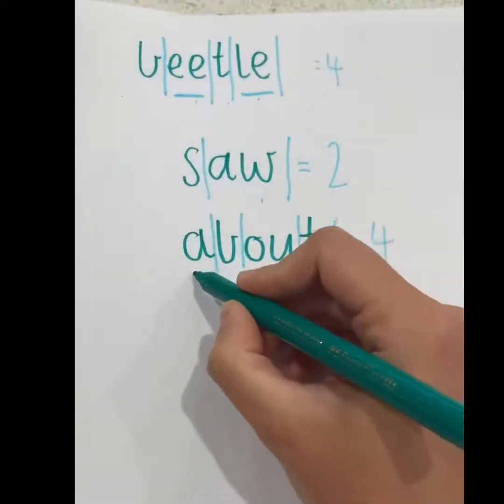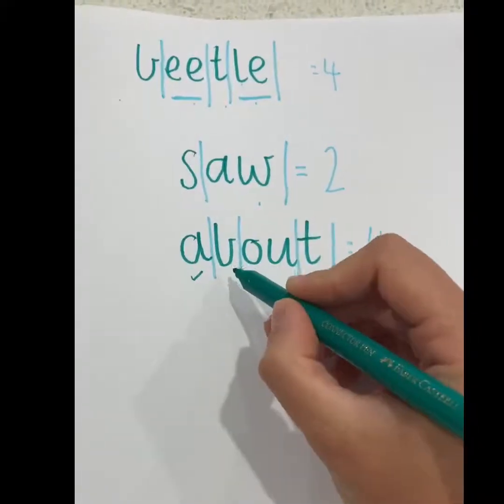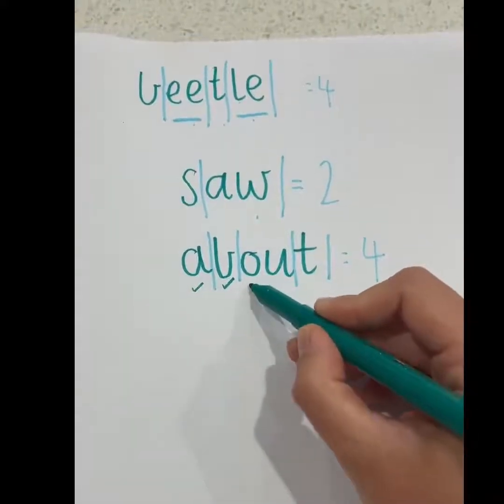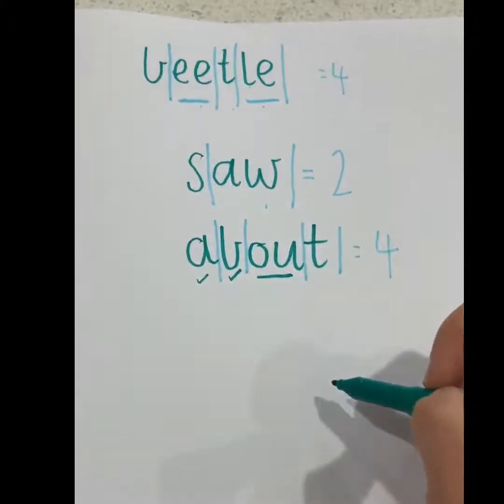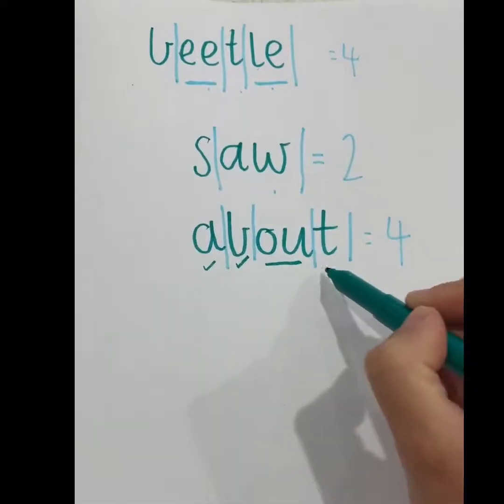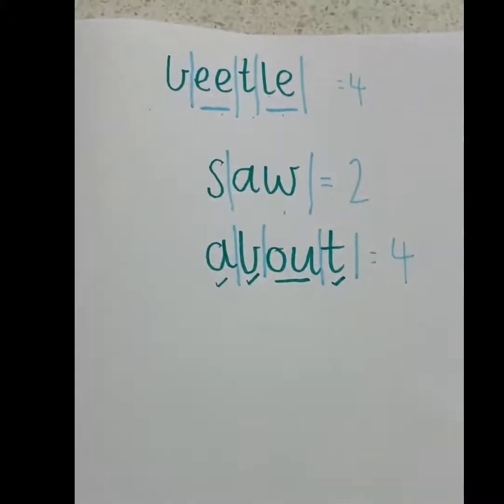Now the A is a grapheme making an a sound. The B is making a b sound, a grapheme. The OU is working together here, so that's a digraph and it's making an ow sound. Then the T. Well done. All right, back to reading.